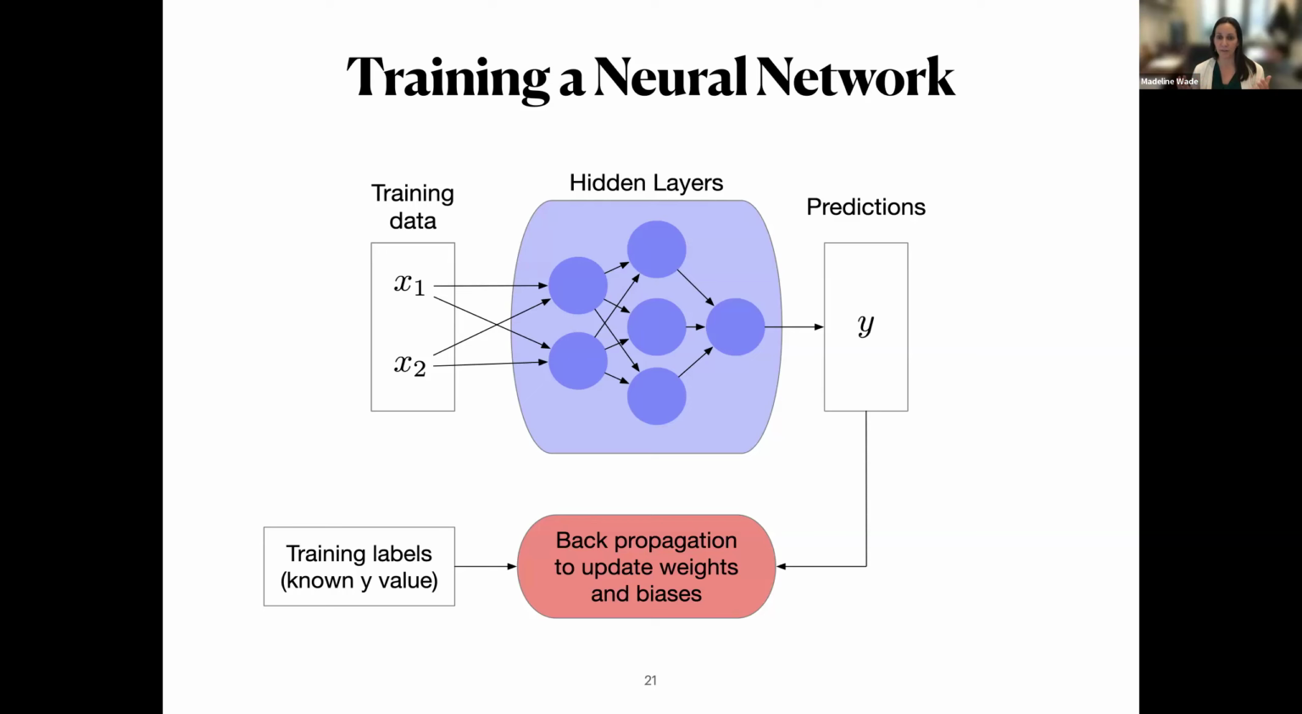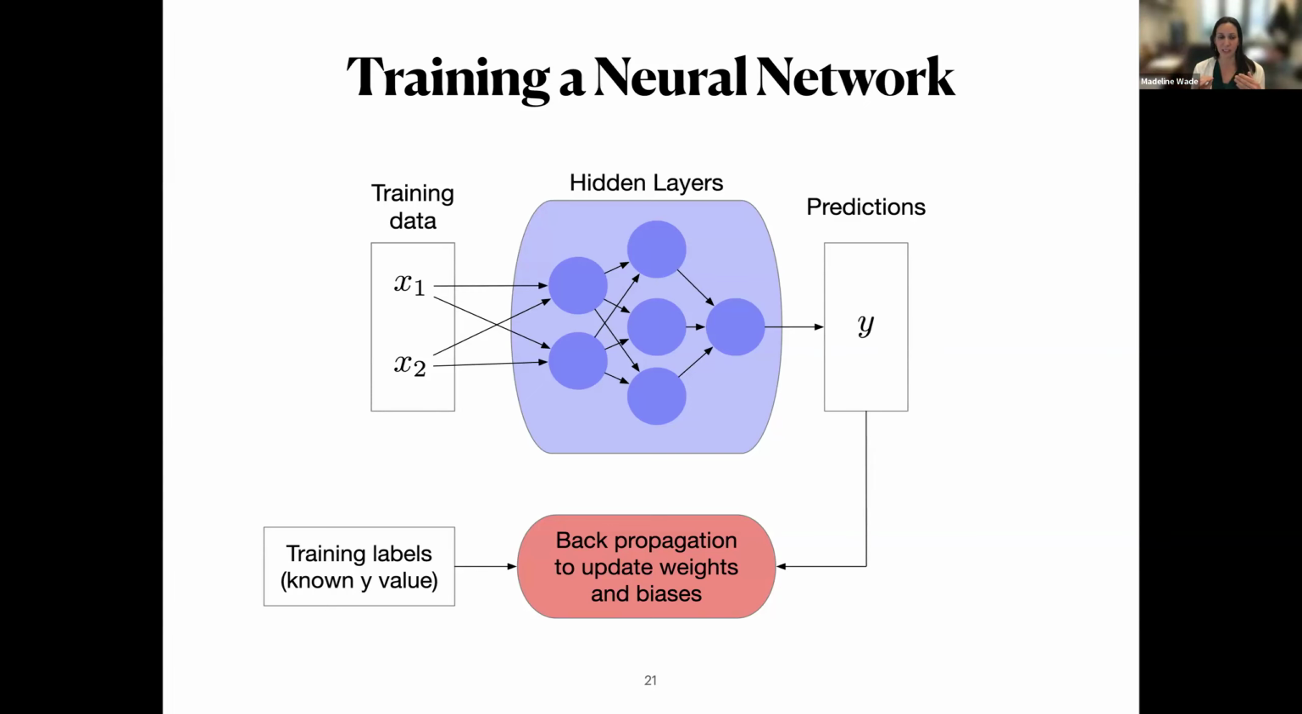You start off with random initializations for the weights and the biases of every single neuron in your network. You send in a set of inputs, you send it through the network, and it spits out a prediction Y, which is likely nowhere close to the actual answer for what this classification should be.